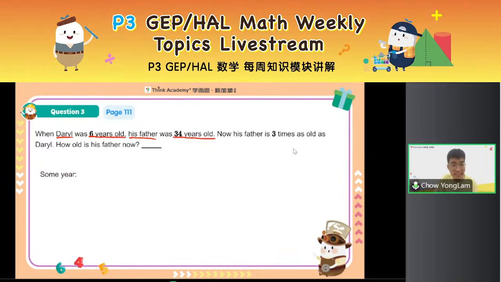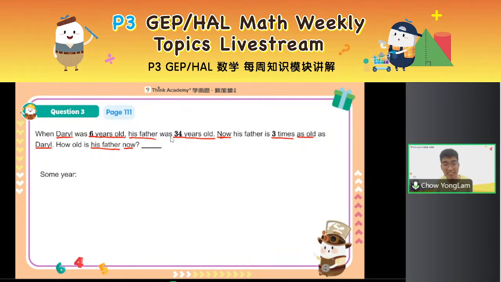However, there is yet another clue. Now, his father is 3 times as old as Gerald. How old is his father now? Okay, what's the most important information for you to draw the model? You have your 6, you have your 34, but that's just a specific age at a specific time point.